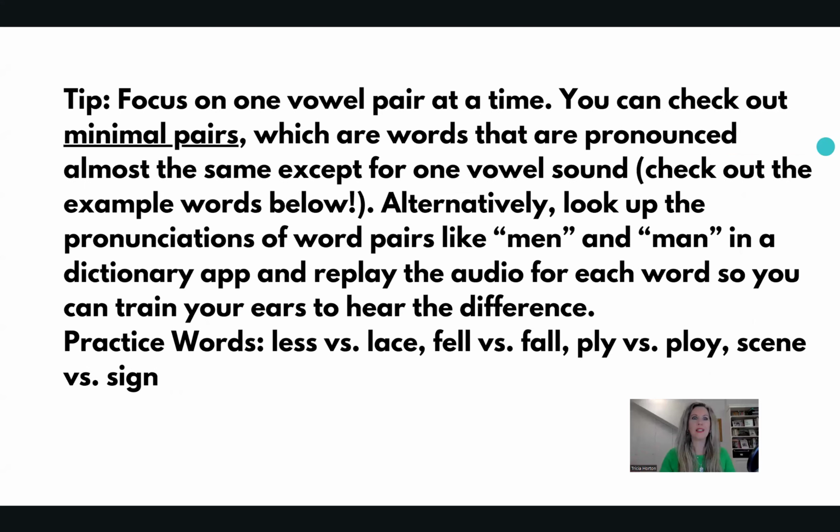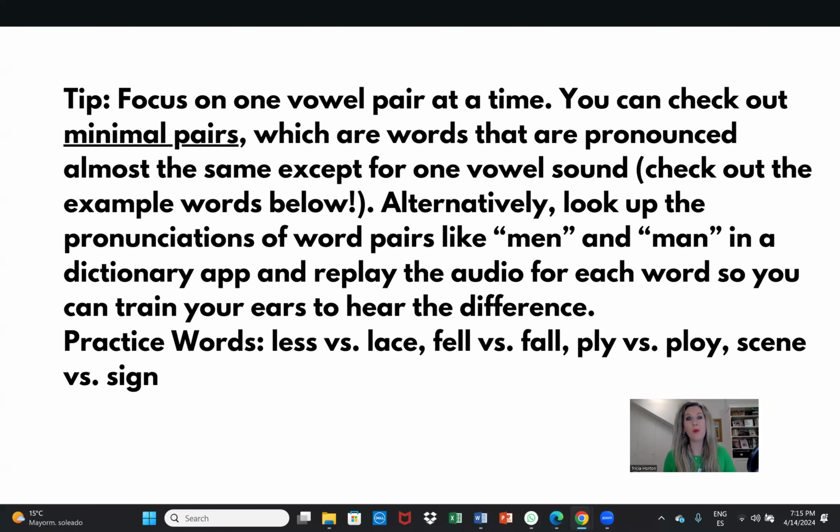Focus on one vowel pair at a time. You can check out minimal pairs, which are words that are pronounced almost the same except for one vowel sound. Here are some examples. Alternatively, look up the pronunciations of word pairs like men and man in a dictionary app and replay the audio for each word so you can train your ears to hear the difference.